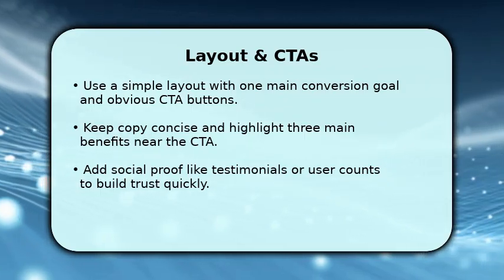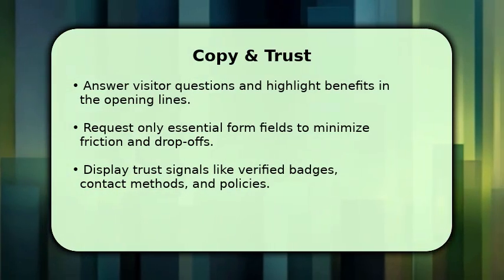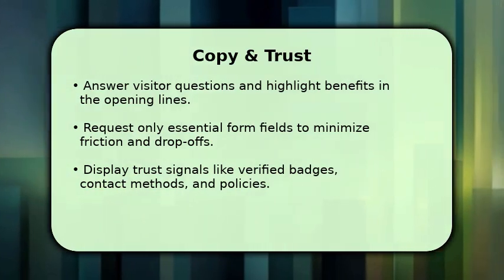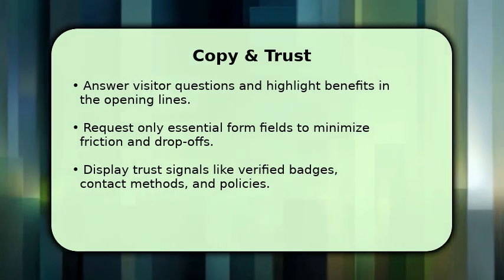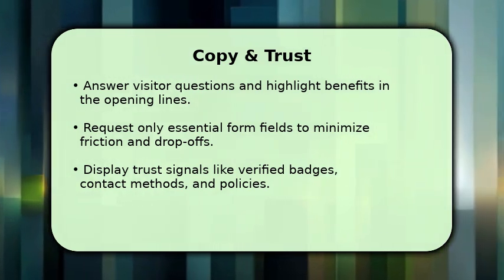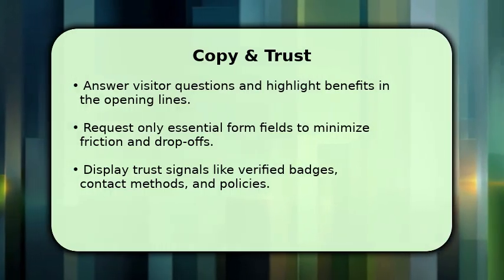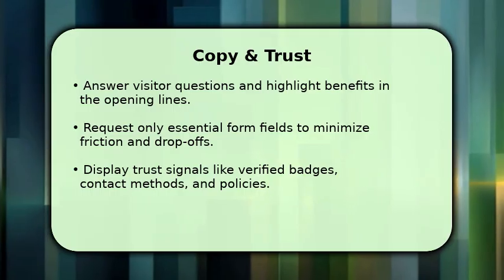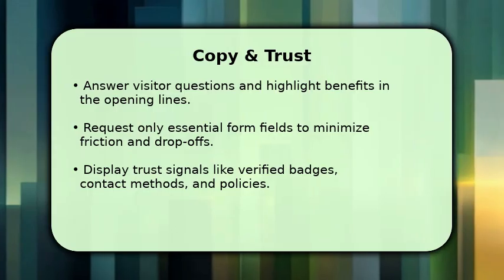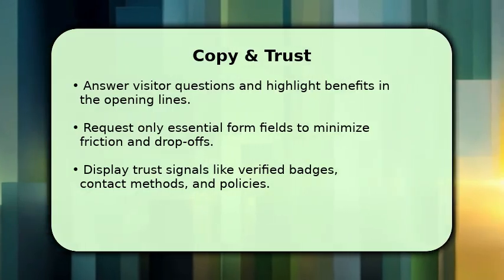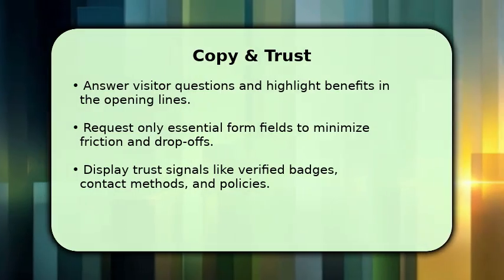Prioritize privacy and clear unsubscribe options. Focus on persuasive copywriting that answers visitor questions, highlights benefits, and uses social proof like testimonials or user counts. Keep forms minimal, request only essential information to reduce friction. Add trust signals such as verified badges, transparent policies, and visible contact methods. Use urgency sparingly with limited time offers, and ensure your CTA text is action-oriented.